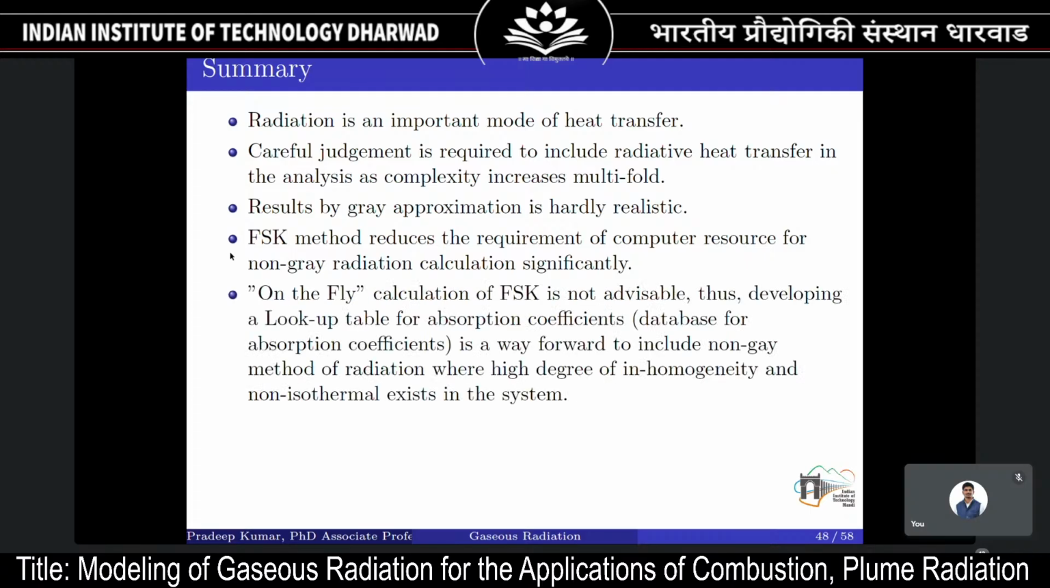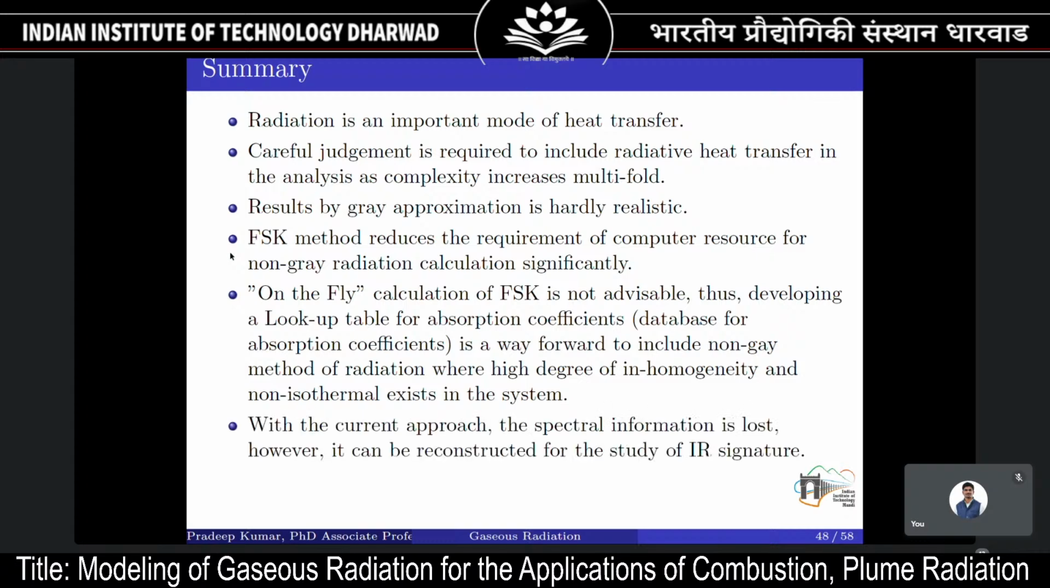On-the-fly calculation of FSK is not advisable, because developing a lookup table, a database for the adjustment coefficient, is the way forward to include the non-Gray method of radiation where a high degree of inhomogeneity and non-isothermal conditions exist in the system. With the current approach, the spectral information is lost. However, it can be reconstructed for the study of higher signature. Significant work is required to make use of radiation heat transfer.